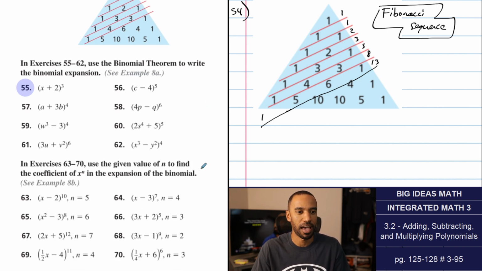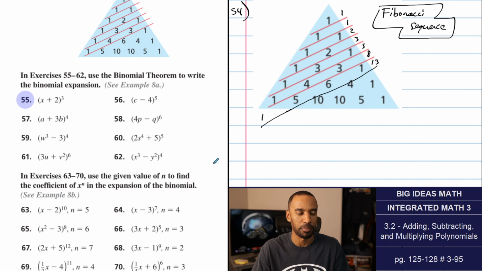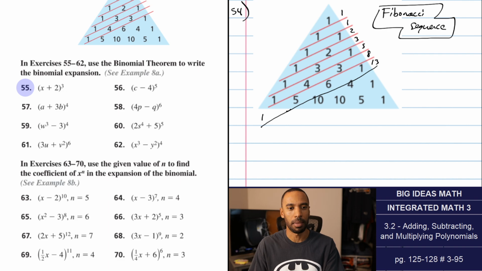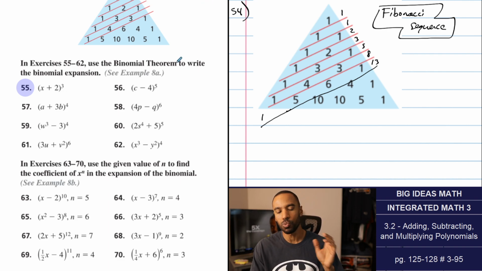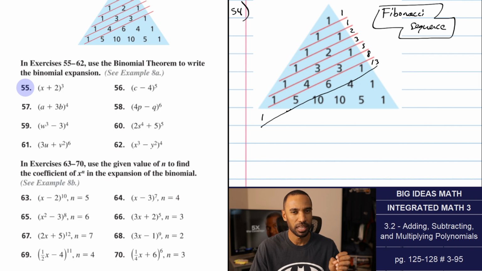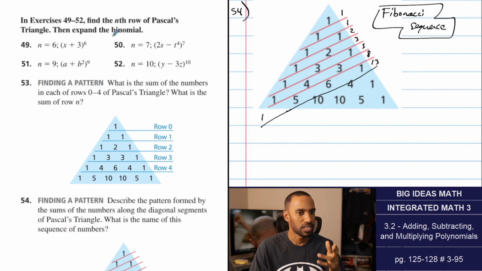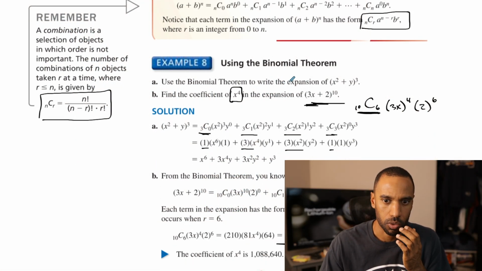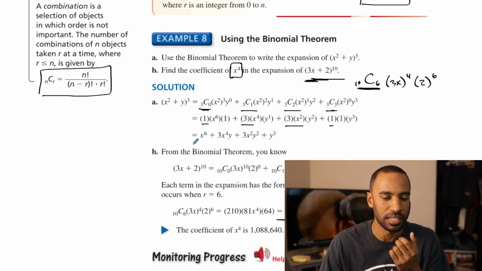All right, next exercises 55 and 62. Use the binomial theorem to write the binomial expansion. Okay, now let me check the lecture because this is where they used the combination things, but I forget if they actually... This says expand the binomial. Give me a second, I want to go to the lecture portion. It was this part here. It says to write the expansion. Okay, they did still simplify it.